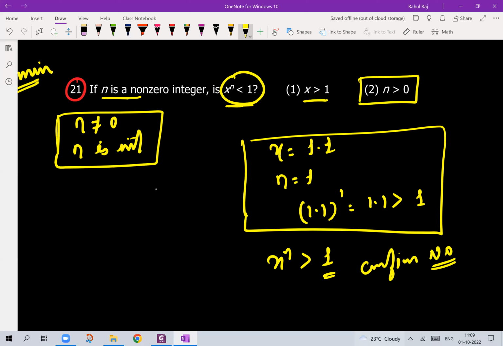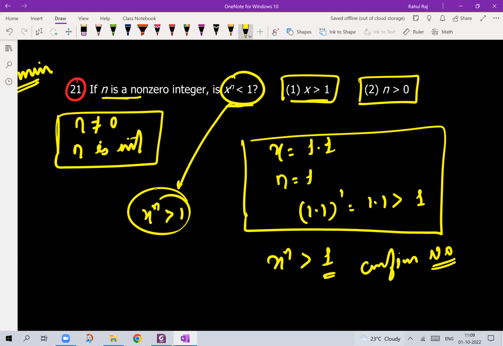Because if a statement does not give you yes and no situation, it means that the statement is sufficient. Here, when you combine statements 1 and 2, you will always get the value of x to the power n greater than 1. Always. So I can mark C as my answer. The question is, is x to the power n less than 1? When I combine it, no, it is not less than 1 at all. Is that very clear? Perfect.